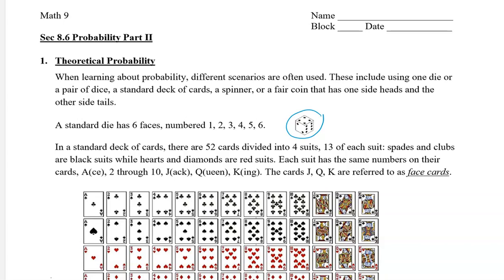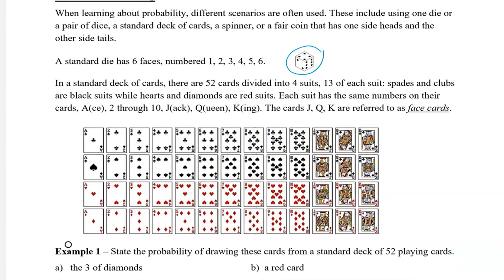In a standard deck of cards, there are 52 cards and they are divided into 4 suits, 13 of each. So we have the clubs, we have the spades, we have the hearts, and we have the diamonds. Notice that 2 of the suits are black and 2 of the suits are red. The suits are numbered from ace all the way to king, and the ones at the very end, the jack, the queen, and the king, are called our face cards.